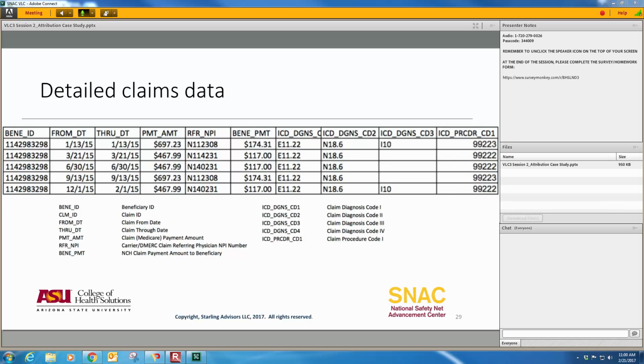Same thing with diagnosis codes. Which diagnosis codes are we treating the most frequently? Looking at what procedure codes are we using for each diagnosis? Is there a particular procedure you tend to do a lot with the different diagnoses?